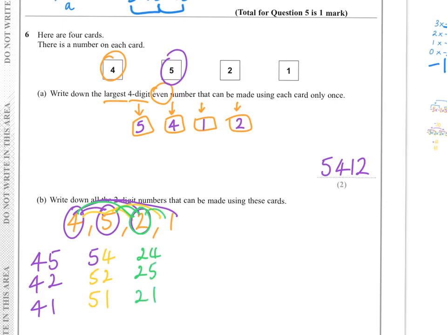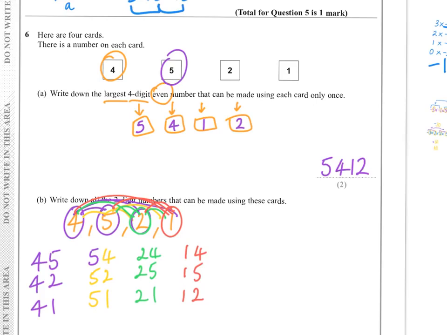And then we could go with, I'll just change the colour again. We could go with the 1 and say 1 with the 4, 1 with the 5, and 1 with the 2. So there seems to be 3, 6, 9, 12 possibilities.